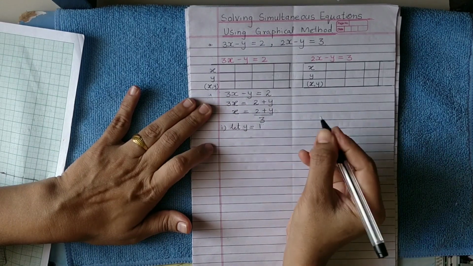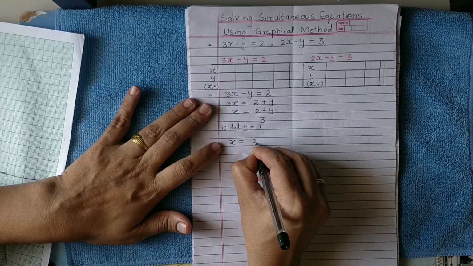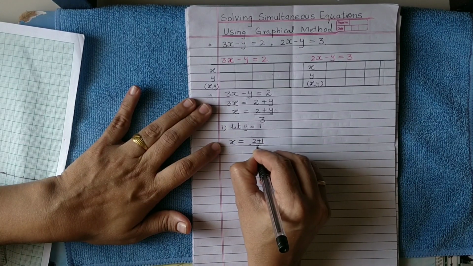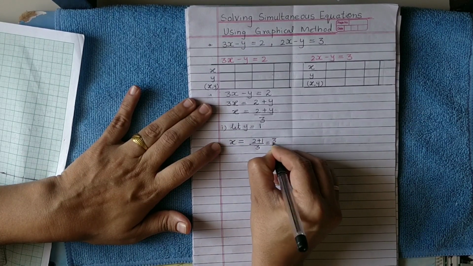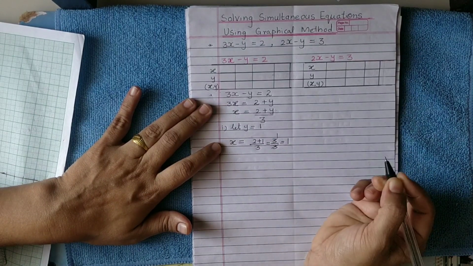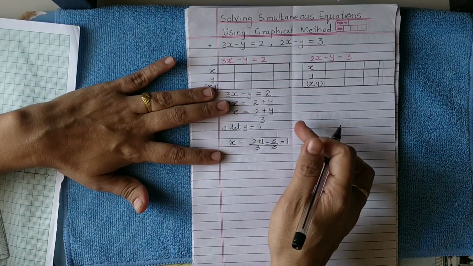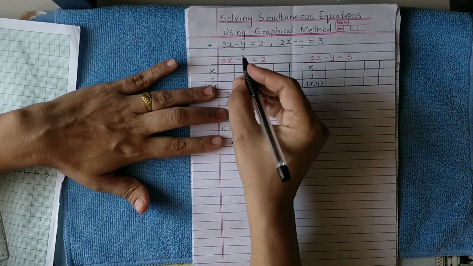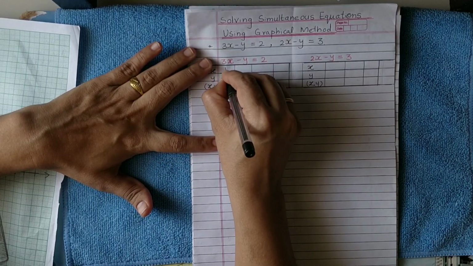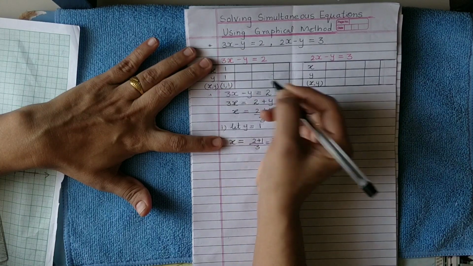If you put y is equal to 1, x will be (2 plus 1) upon 3, that is 3 upon 3, that is 1. So remember what is the subject? x is 1 and y is also 1 here. So x 1, y 1, our ordered pair is (1, 1).